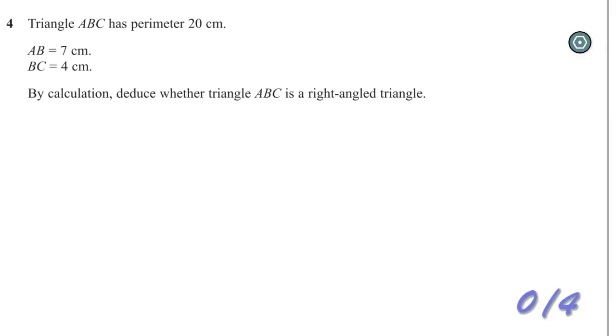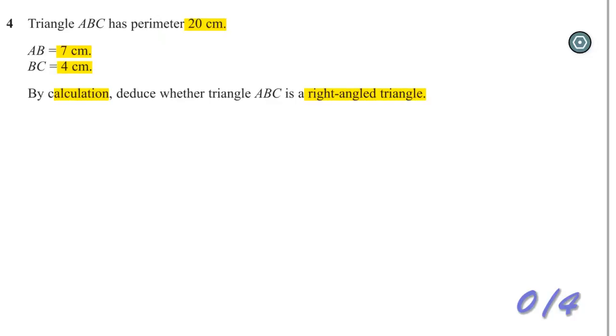Question 4. Triangle ABC has perimeter 20 centimeters. AB has size 7 and BC has size 4. By calculation, so that means we're going to have to actually use a calculation. We can't just draw it and measure it. Deduce whether the triangle ABC is a right angled triangle. As soon as we're seeing the words right angled triangle, we're immediately thinking Pythagoras.